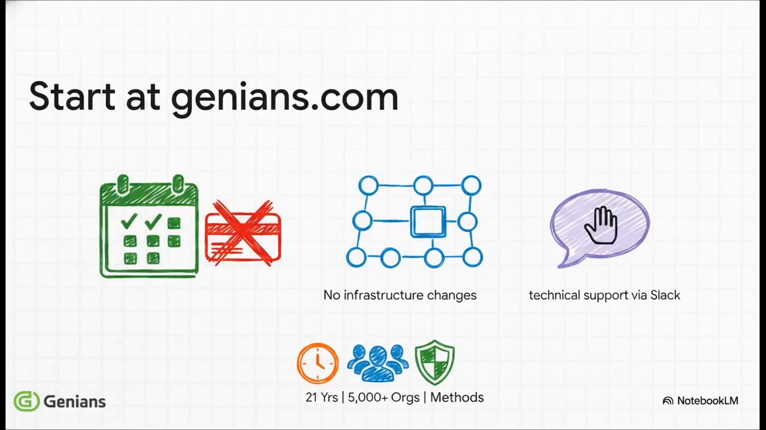So if you want to check this out for yourself, there's a 30-day free trial available over at genius.com. It gives you full access to the Professional and Enterprise Edition features. There's no sales call, you don't need a credit card to start, and you don't have to make any changes to your infrastructure. You even get technical support through Slack during the trial. And this is all from a company that has 21 years of experience, serves over 5,000 organizations, and offers 7 different enforcement methods all on one platform.